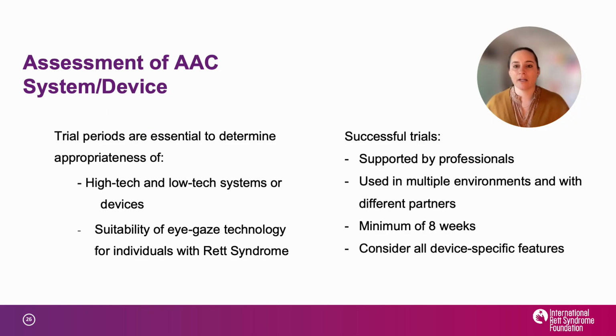Okay, first let's discuss why trial periods are essential for both high-tech and low-tech systems or devices. These trial periods allow us to evaluate how well a particular system or device meets the needs of the individual. By testing these technologies in real-life situations, we can gather valuable feedback and make informed decisions about their suitability. Eye gaze technology can be a powerful tool for individuals with Rett syndrome, right? It can give them the ability to communicate and interact with their environment using their eyes, but it's really important that we conduct this trial period to make sure that it's the right fit for each person.